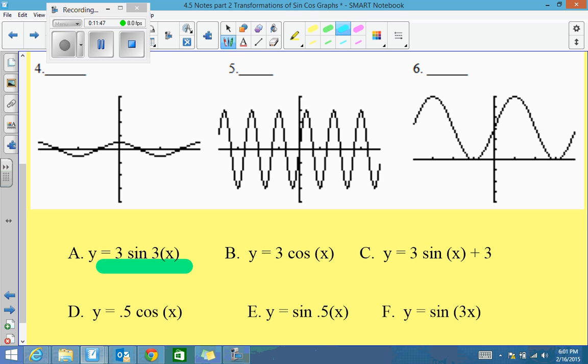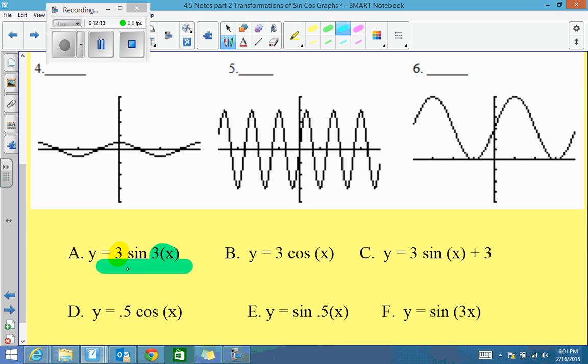So from the notes we just took, with it having a 3 on the outside, we expect it to have an amplitude of 3, so we expect it to be going up 3 and down to negative 3. And with the 3 multiplied by the x, that tells us that it should be moving 3 times as fast. So instead of just going up once and down once, it should be going 3 times.